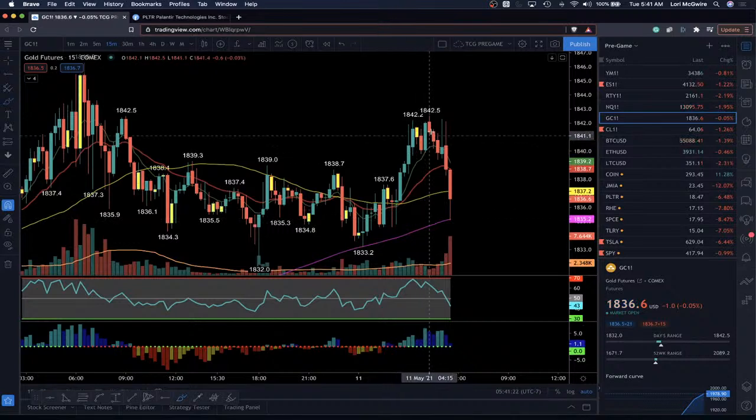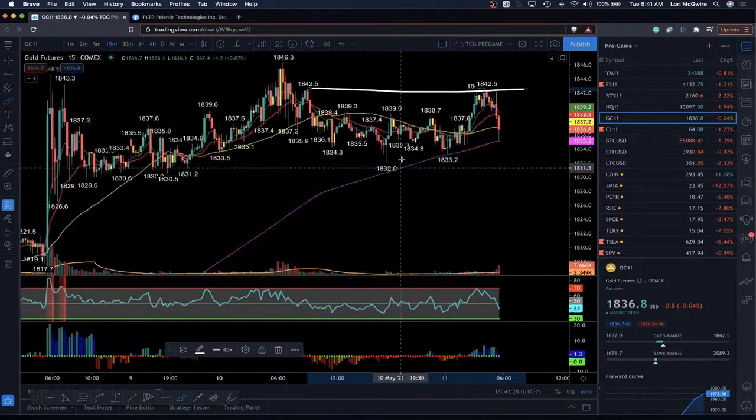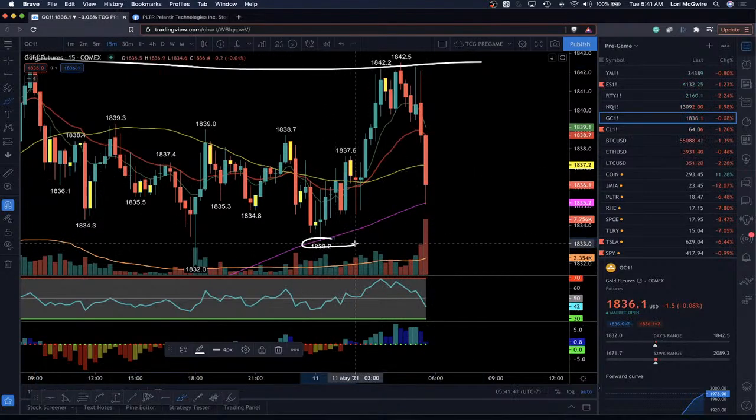So commodities, gold's pulling back a little bit at 1842.50. 1842.50 is a double top. Then 1846.30, you have support down at 1834.60, we just broke that by a couple of dollars. Oh, 1835.10, 1834.10, and then 1833.10.